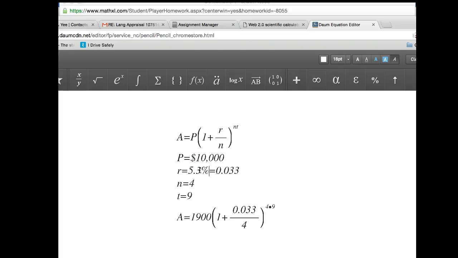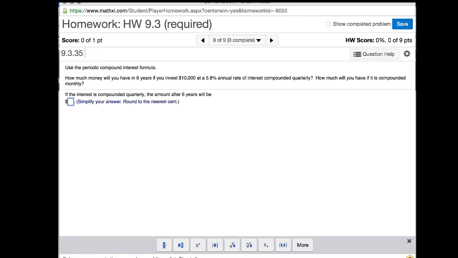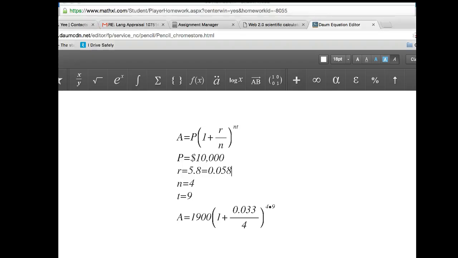And we want to go ahead and write this as a decimal. So that would be 0.058. Our compounding period, this is compounding quarterly, so n is equal to 4. And we're going to be doing this over, let's see, what was that time? 6 years. Okay. So we're going to be doing this over 6 years.